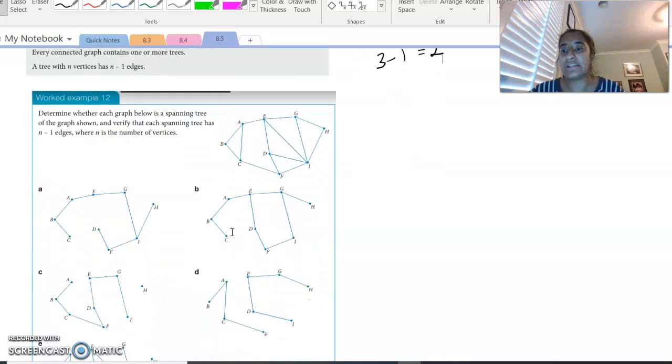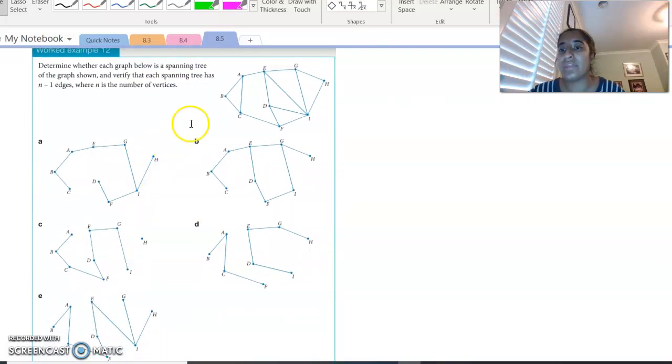All right, worked example number 12. Determine whether each graph below is a spanning tree of the graph shown and verify that each spanning tree has n minus 1 edges, where n is the number of vertices. All right, so if we look at part A, we can see that this is a connected graph. All of the points are connected, so it meets that requirement.